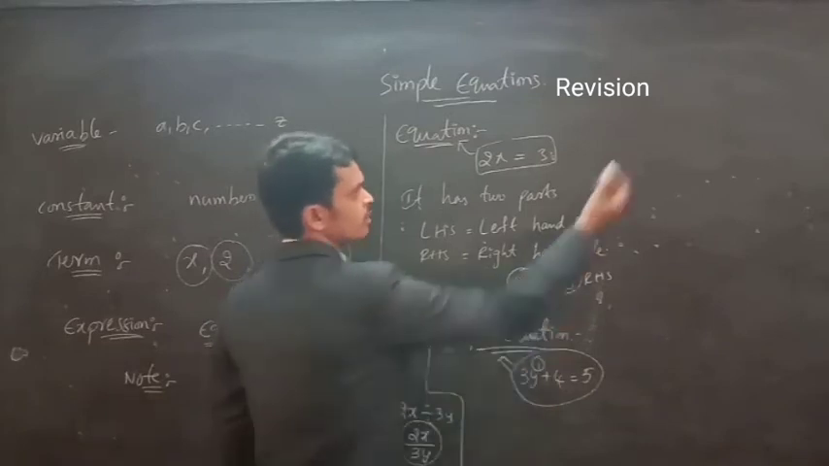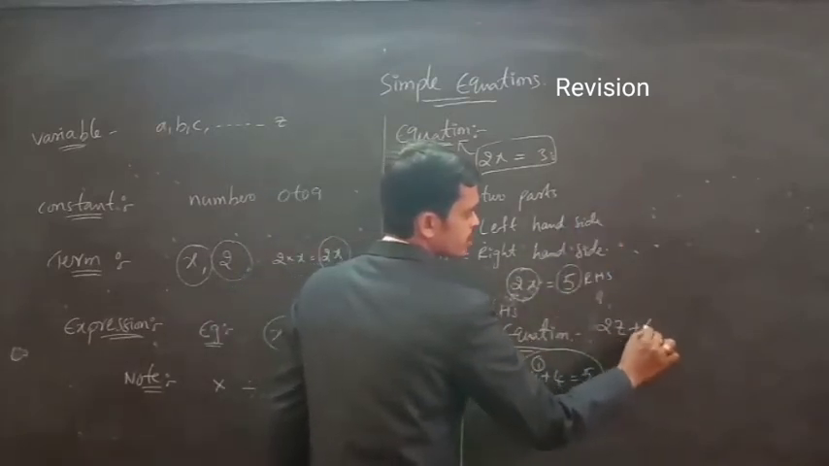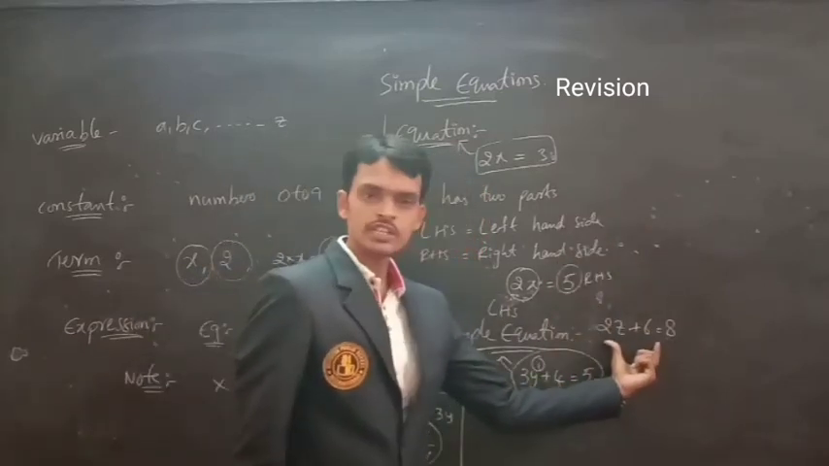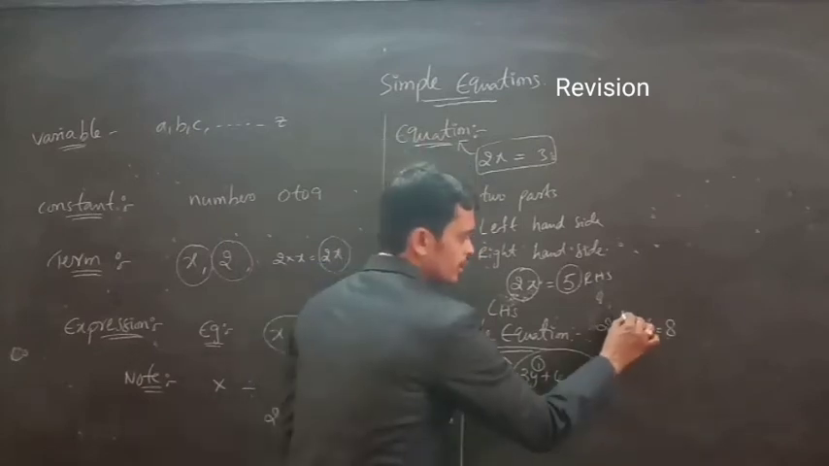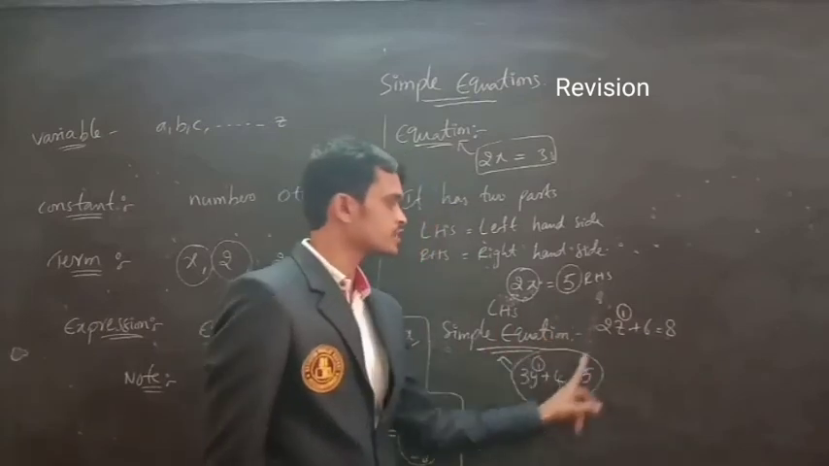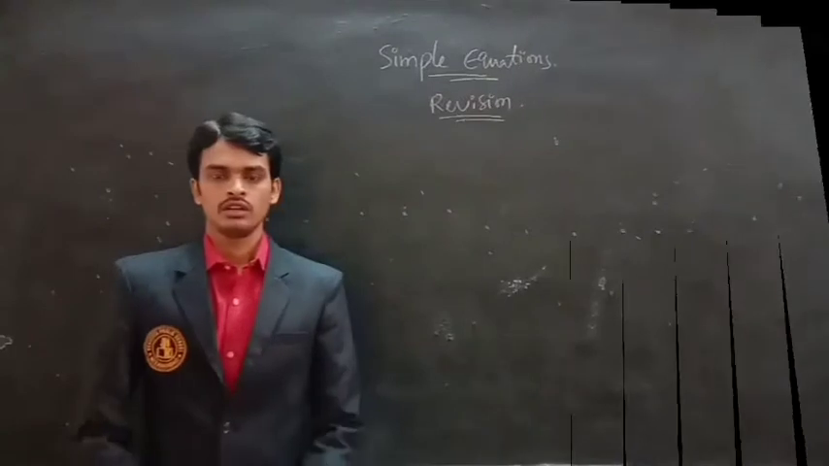Let us take one more example for simple equations. 2z plus 6 is equal to 8. This equation consists of one variable with degree 1. Then such types of equations are called simple equations.